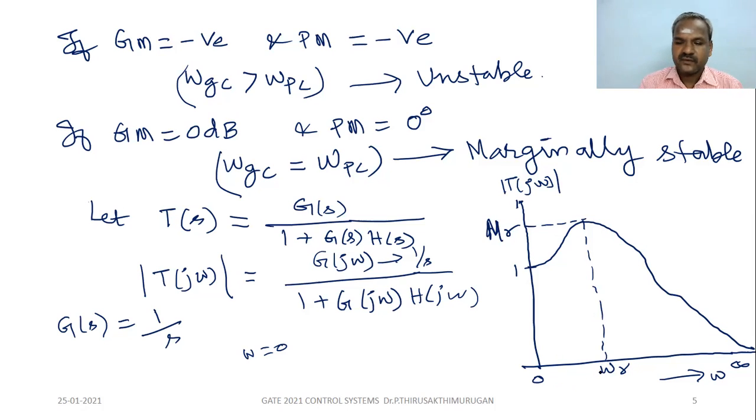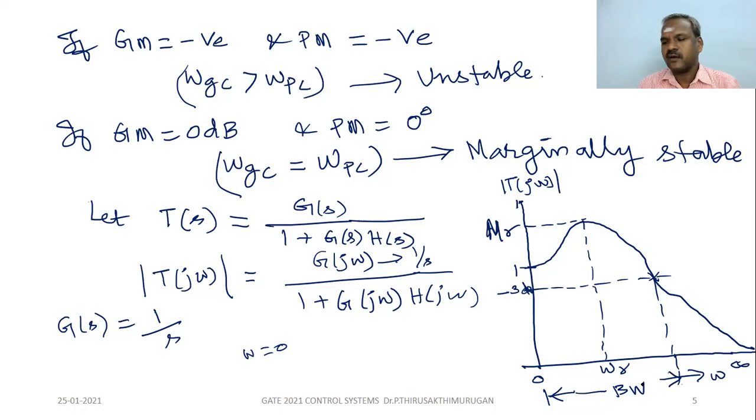Then the bandwidth of the system. How to find the bandwidth? From the maximum value, we take the minus 3 dB level and draw a line. It will cut the curve. This frequency gap, between the lower cutoff frequency and the higher cutoff frequency, is called bandwidth.